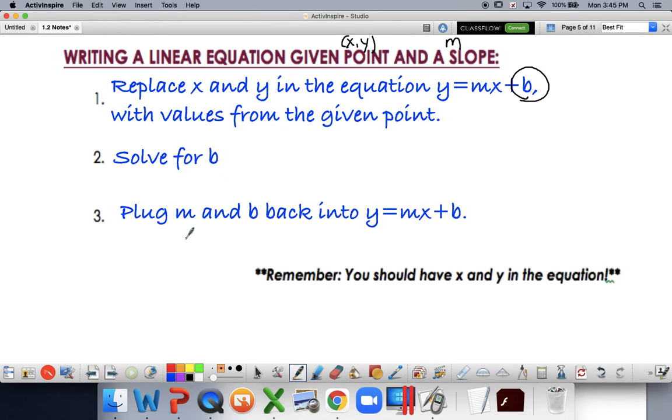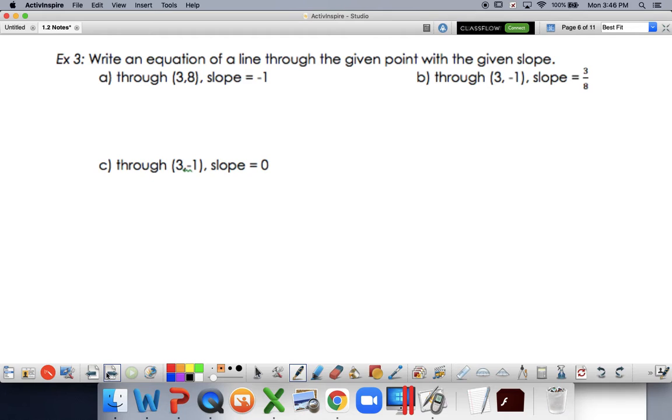The third step is the step that students forget the most. You have to plug both m and b back into the equation, because if you're giving me an equation of a line, it must look like this: y equals mx plus b. Let's do a couple of examples, so hopefully these directions will be helpful.